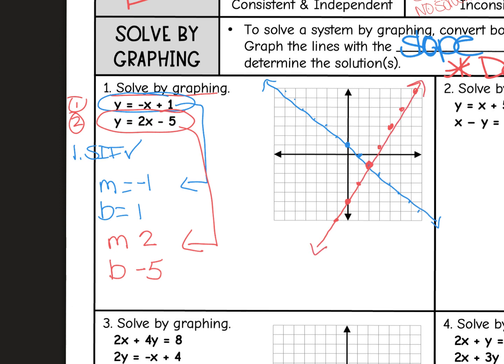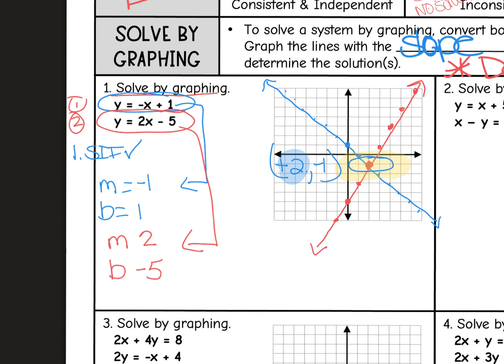Okay, so the first question is how many solutions does this system have? Well, it intersects at one spot. So it has one solution, and that solution is at this intersection, which is at +2, -1, and that is the solution. +2, -1, that is the solution to this system. That's the point of intersection.